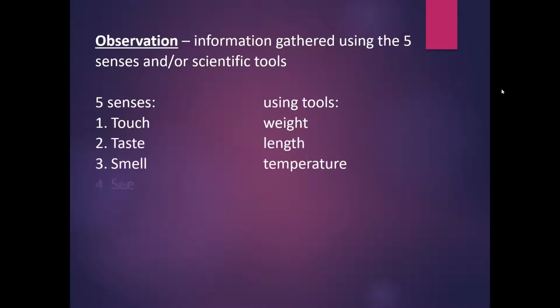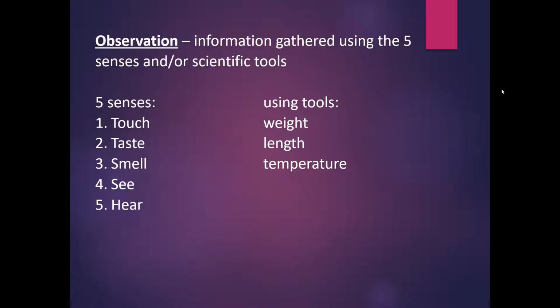First off, let's go over the definitions. What is an observation? An observation is information gathered using the five senses and/or scientific tools. The five senses are touch, taste, smell, see, and hear. Also under the umbrella of an observation is if you can weigh it, measure the length of it, or measure the temperature of it, using those tools you would use to find those things.